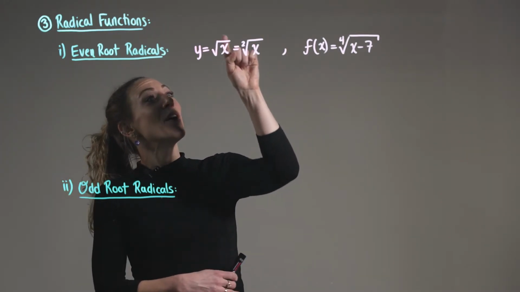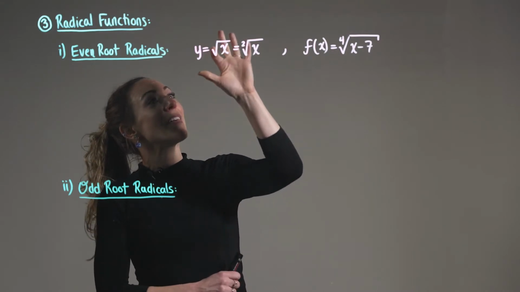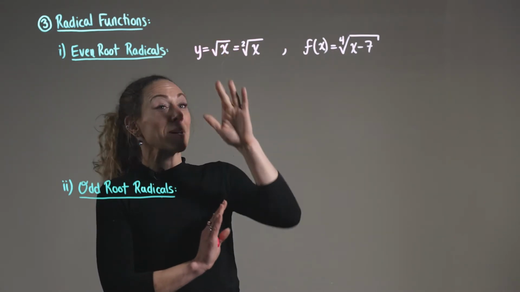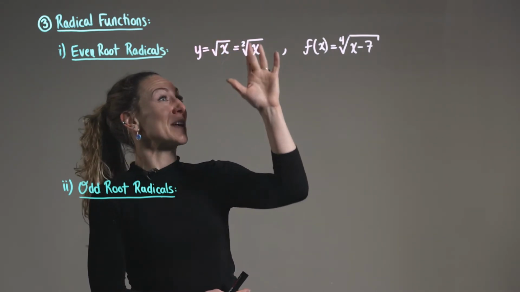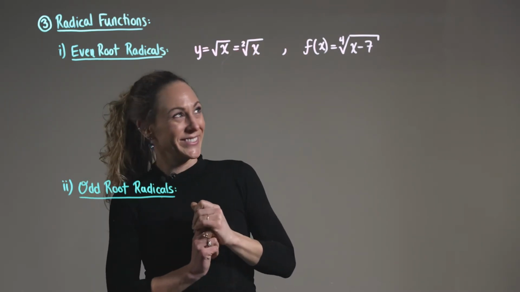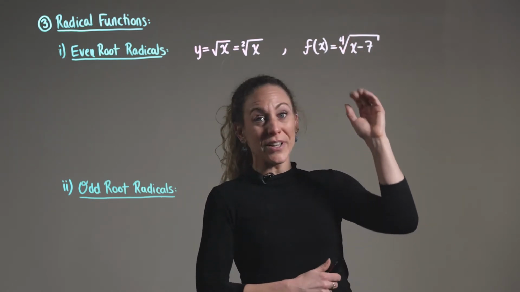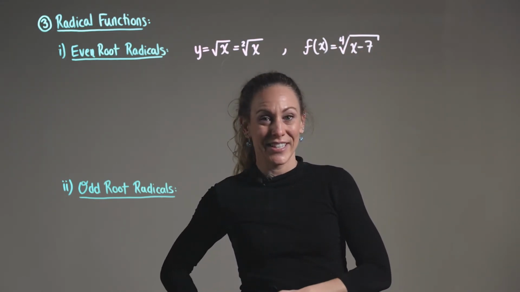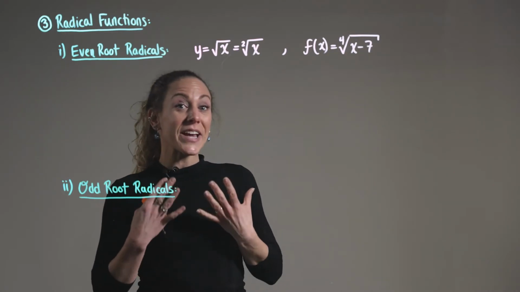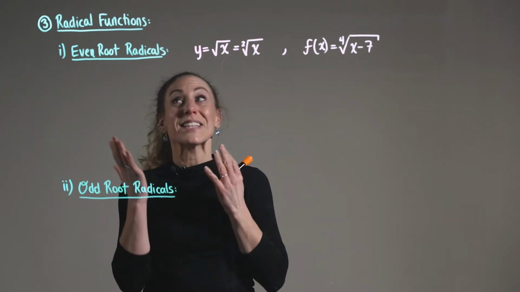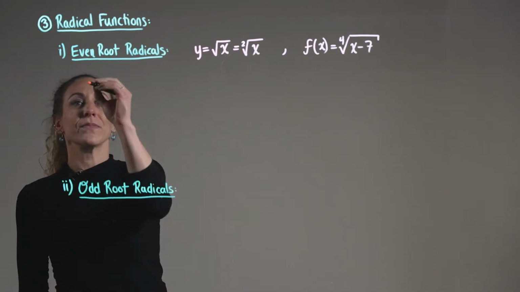And notice here, in our typical notation, we leave that radical pocket blank. But keep in mind, when you see a function like this, that means that there is a 2 in that pocket. Another example is the function f of x is equal to the fourth root of x minus 7. Now, these functions we need to be careful of when finding the domain because they have domain restrictions.